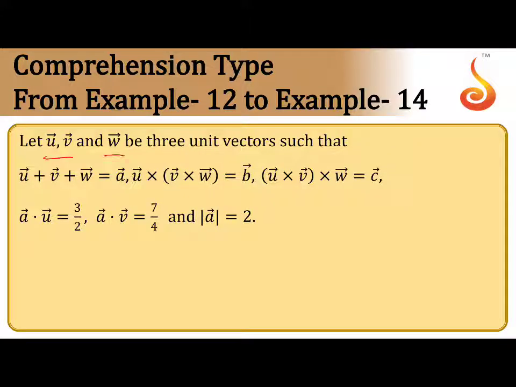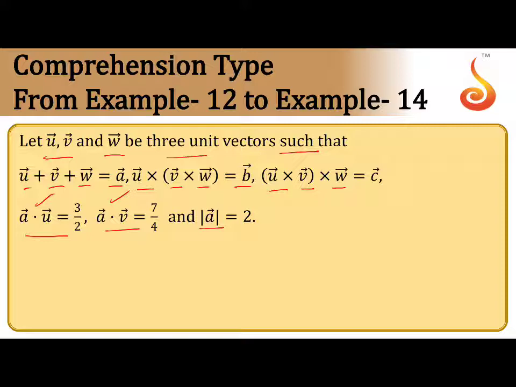Let u, v, w be unit vectors such that u bar plus v bar plus w bar is a bar, u bar cross v bar cross w bar is b bar, and u bar cross v bar cross w bar is c bar is given. A dot u is 3 by 2, a dot v is 7 by 4. Magnitude of a is 2 is given. So let us find first: a dot u is given, a dot v is given, a dot w we can calculate using this data.